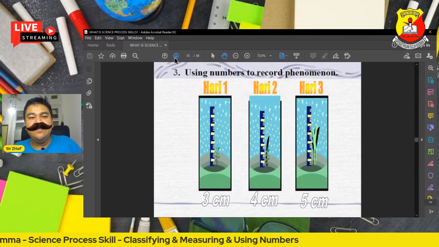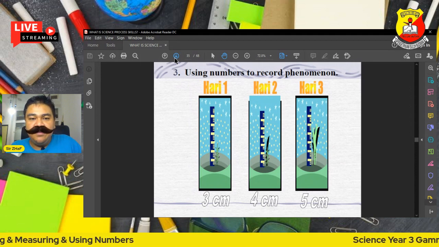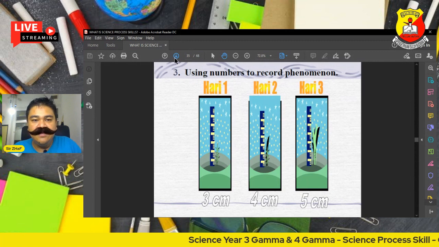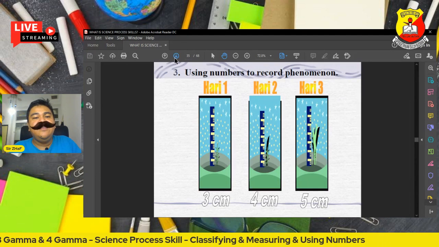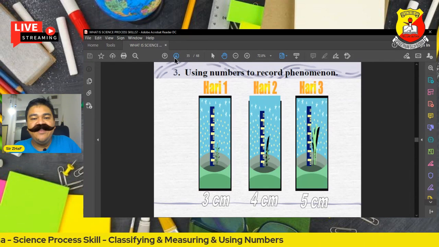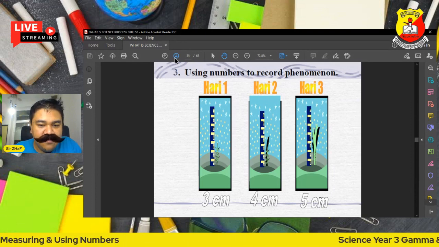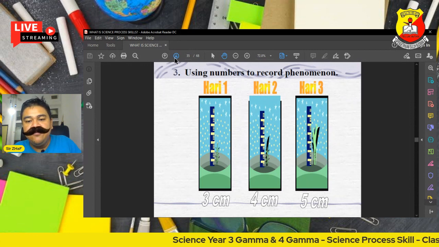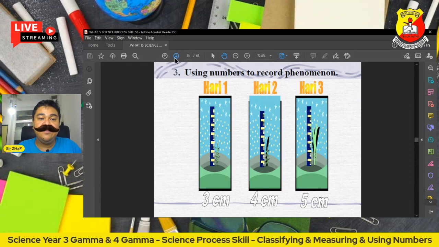Okay, next, using a number to record a phenomenon. This one is hari 1, hari 2, hari 3. Sorry, I forgot to translate. Day 1, day 2 and day 3. Day 1 is 3 cm, day 2 is 4 cm, and day 3 is 5 cm. So you can record the phenomenon using numbers.